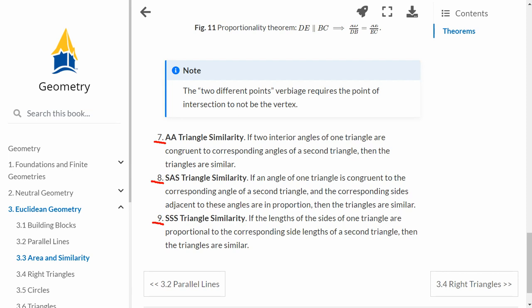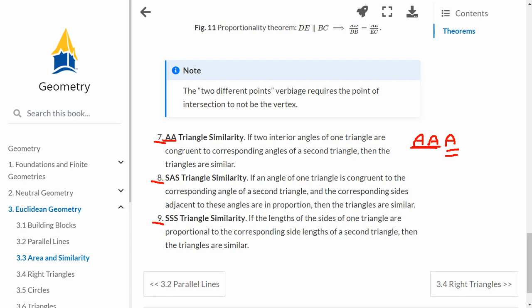And so, by the way, AA triangle similarity, you'll see some books call it AAA, and it's true that if all 3 angles of one triangle, all 3 interior angles of one triangle are congruent to the corresponding angles of another triangle, then they're similar, but I only need 2. Because we are in Euclidean geometry, and then whatever these 2 angles are, the third one is just 180 degrees minus the sum of the first 2. So I call it the angle-angle triangle similarity.